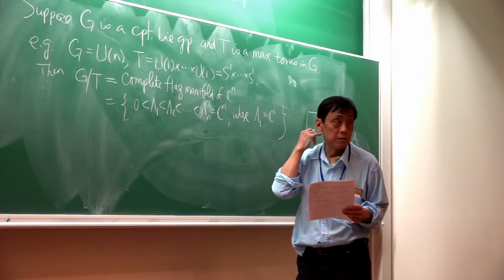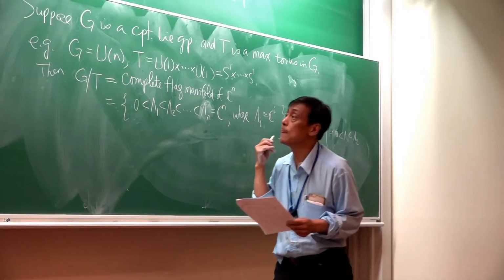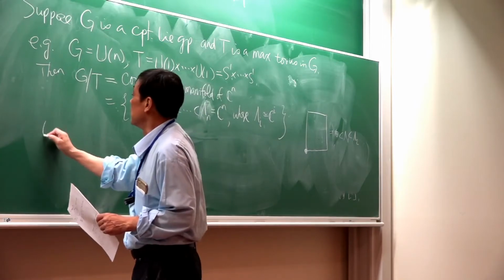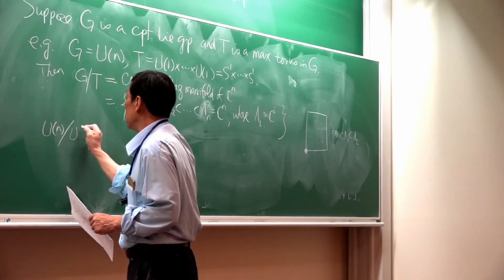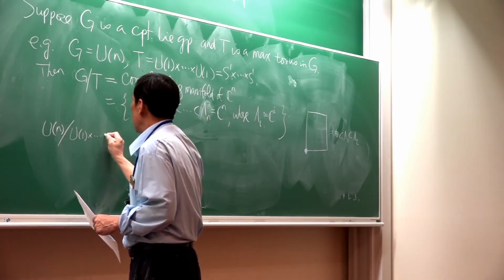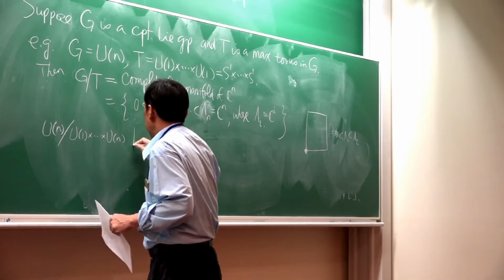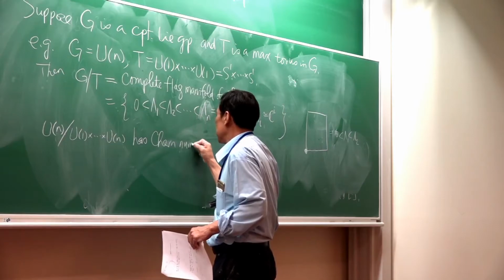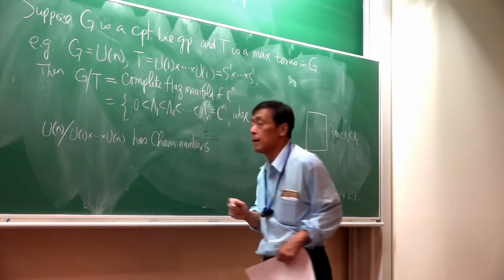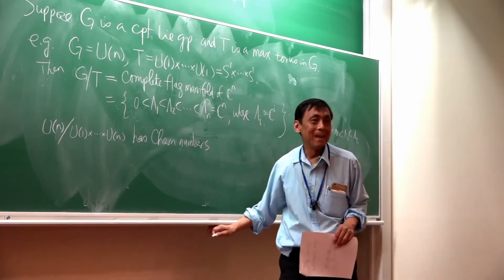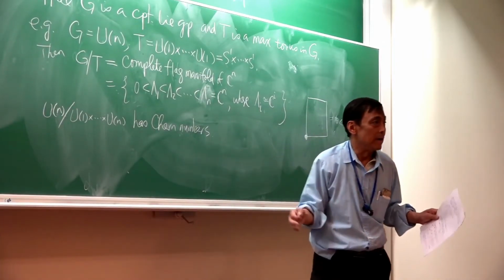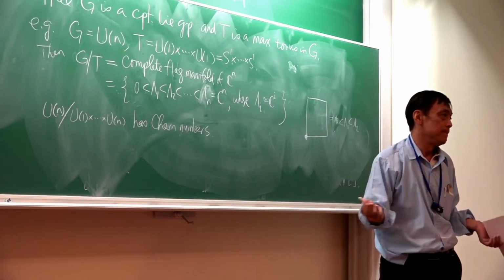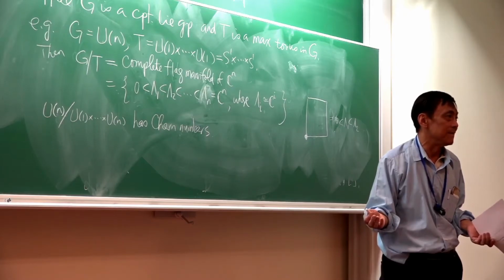So it has Chern numbers. So Un over U1 has Chern numbers. Chern numbers generalize the Euler characteristic. They are topological invariants.